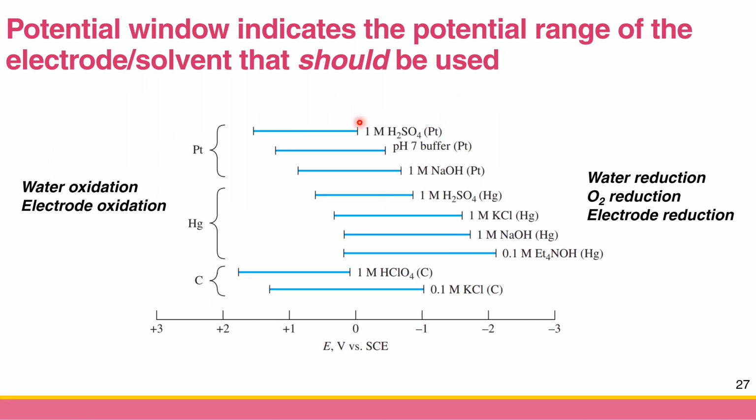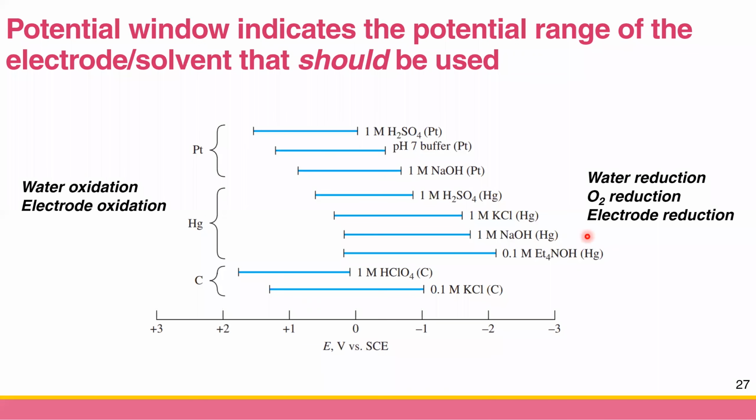For example, let's start from the lower part, the carbon. So like carbon in KCl, and this is a potential window of carbon in 0.1 molar KCl, potassium chloride. It means that you should use this system between this potential range, from -1 volt to, let's say, plus 1.3 volt. Because at higher potential, you may have some water oxidation or the oxidation of the electrode material itself.